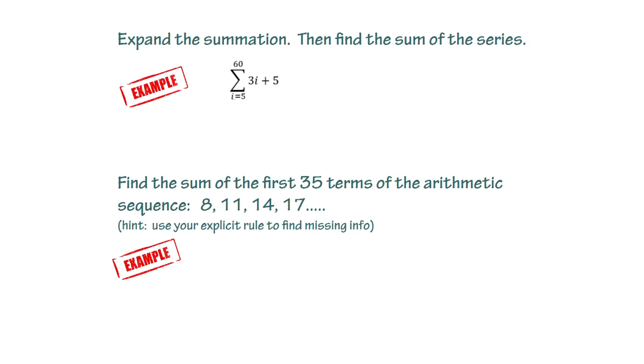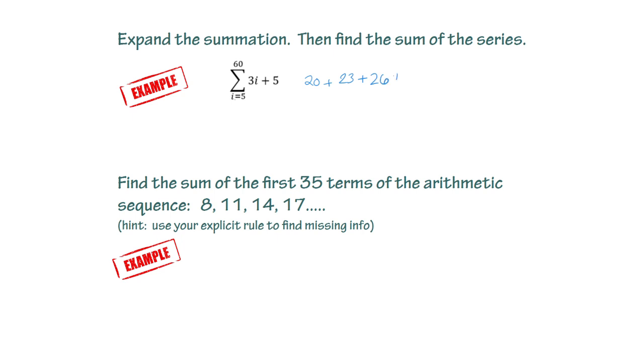Let's try a few. This first one says expand the summation, and then we're going to find the sum. All right, so let's start with expanding the summation. What that means is just start listing the numbers out. If I plug a 5 in, that'd be 15 plus 5, so that's a 20, plus, now put a 6 in, that's 18, plus 5, that's a 23, plus, put a 7 in, that's 21, plus 5, that's a 26.